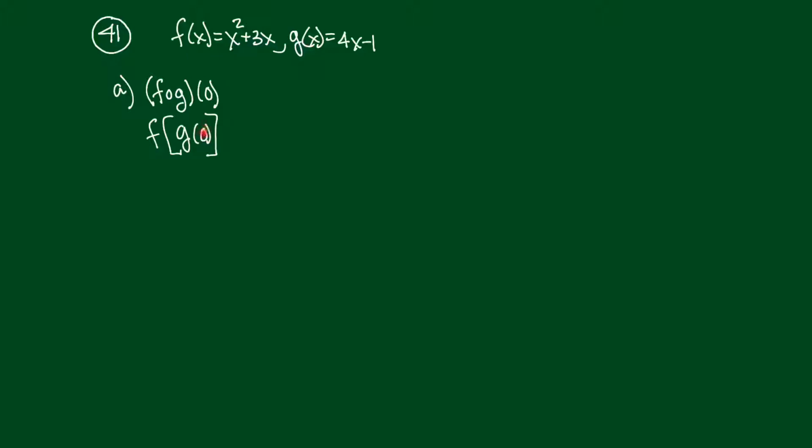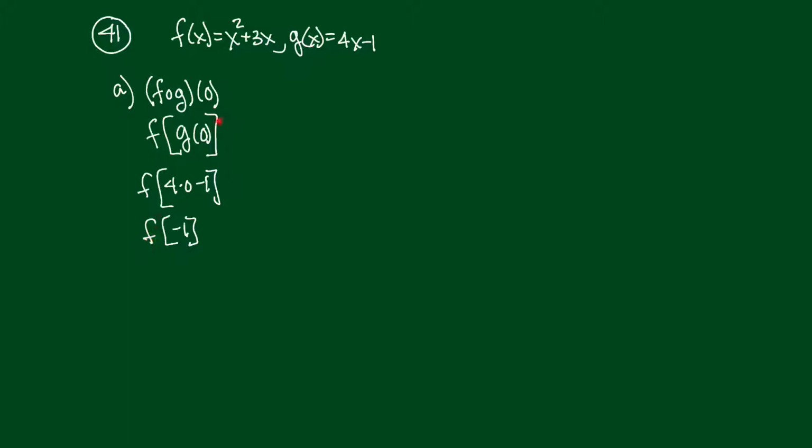You're going to process 0 with g. So look for g right here, and everywhere you see an x, we'll put a 0. So we're going to get f of 4 times 0 minus 1. Well, 4 times 0 is 0, so we'll get f of negative 1. Now, what do we do with that negative 1? We're going to process that with f.